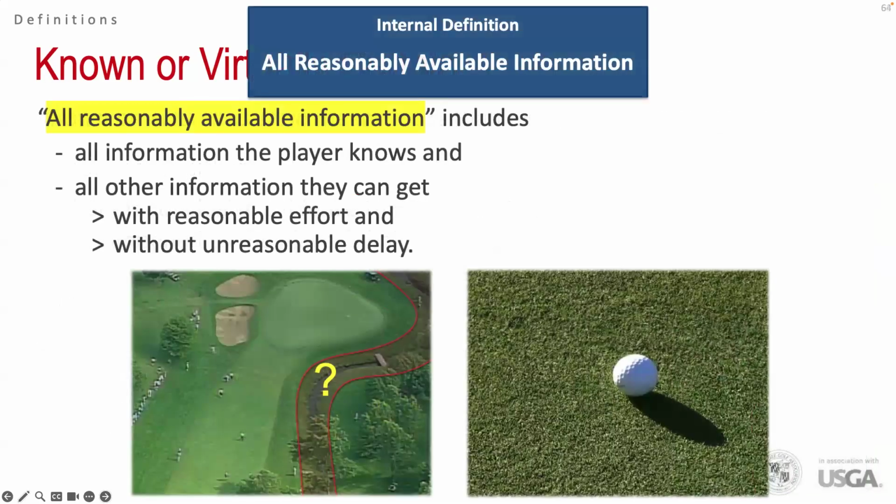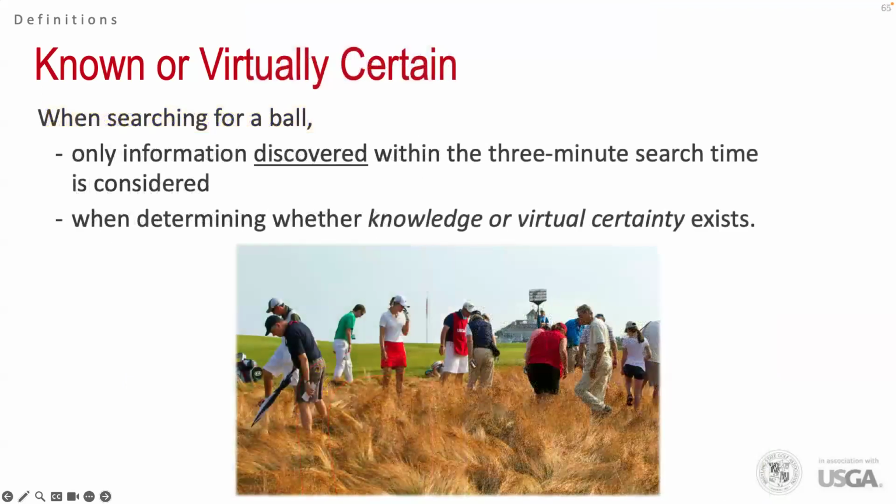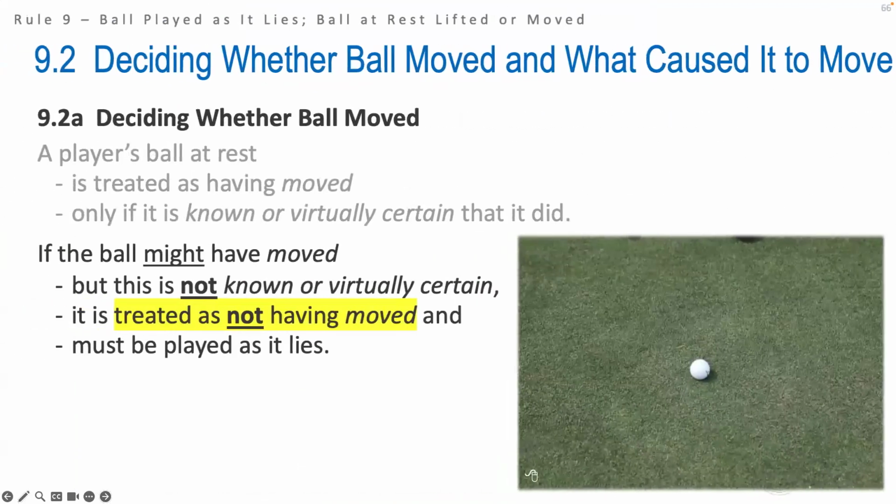But all reasonably available information includes all information the player knows and all information they can get with reasonable effort and without unreasonable delay. So when searching for a ball, only information discovered within the 3-minute search time is considered when determining whether knowledge or virtual certainty exists. All right, so now we know what that means. You can tell your friends, yeah, I have knowledge or virtual certainty. I'm 95% sure that this happened.